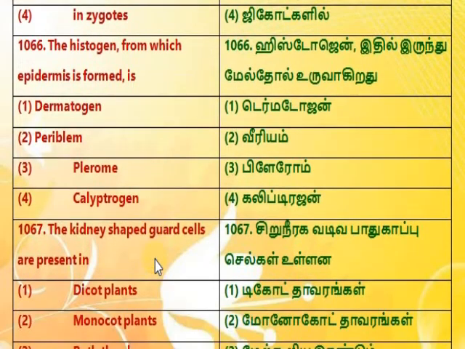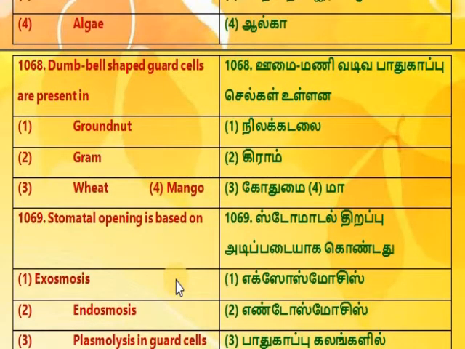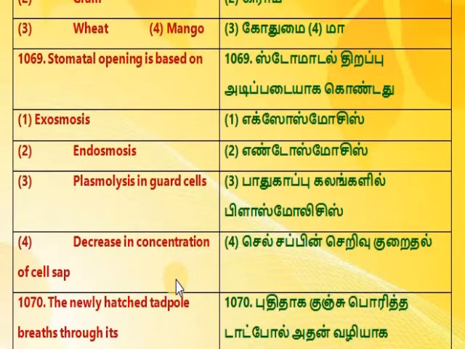1066. The histogen from which epidermis is formed is 1. Dermatogen. 2. Periblem. 3. Plerome. 4. Calyptrogen. 1067. The kidney-shaped guard cells are present in 1. Dicot plants. 2. Monocot plants. 3. Both the above. 4. Algae. 1068. Dumbbell-shaped guard cells are present in 1. Groundnut. 2. Gram. 3. Wheat. 4. Mango. 1069. Stomatal opening is based on 1. Exosmosis. 2. Endosmosis. 3. Plasmolysis in guard cells. 4. Decrease in concentration of cell sap.